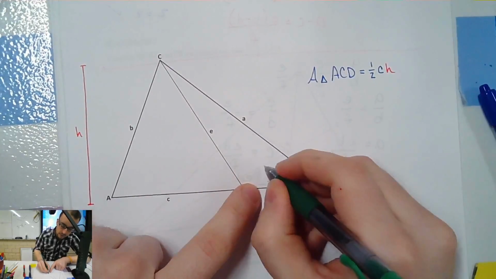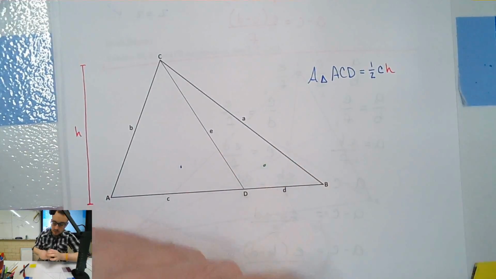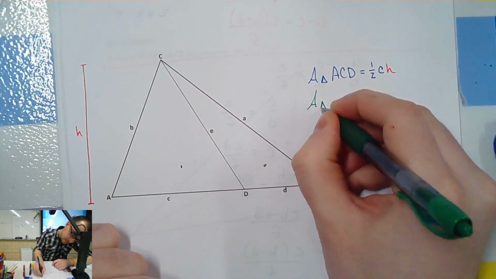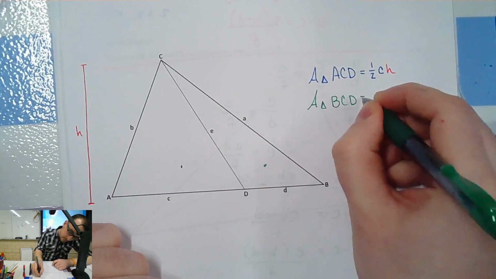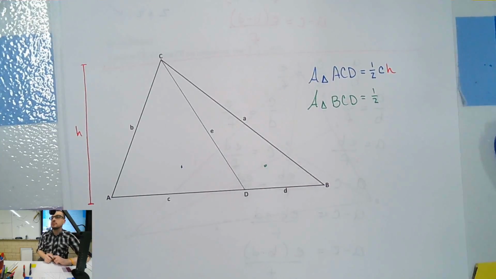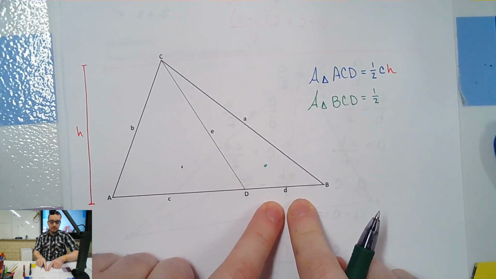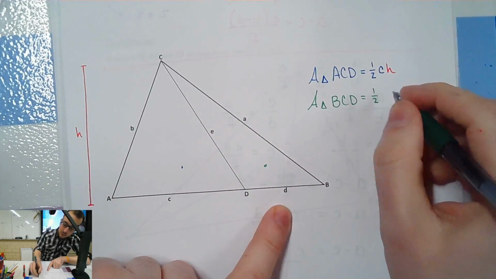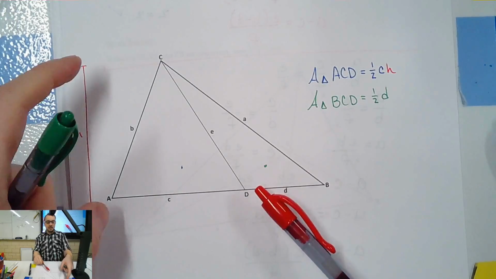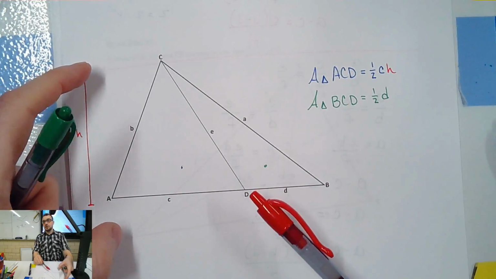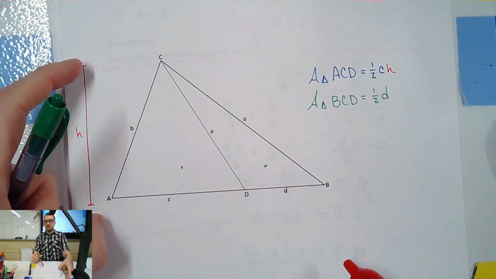Let's talk about this small triangle here. Okay, so we get the area of this one. Let's talk about the area of this one. Let's call that triangle BCD. Area would be half, right? What's the base of this one? Little d. What's the height of this triangle? Well, is it the same as this one? Because if it's not, we can't use h again. It is the same height, isn't it?